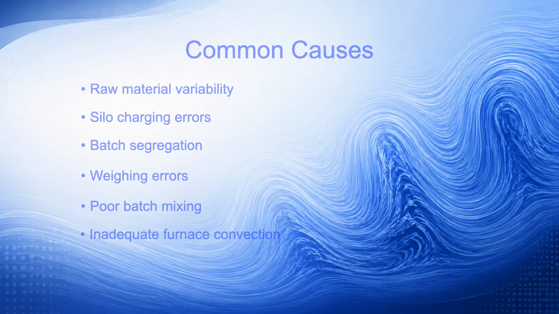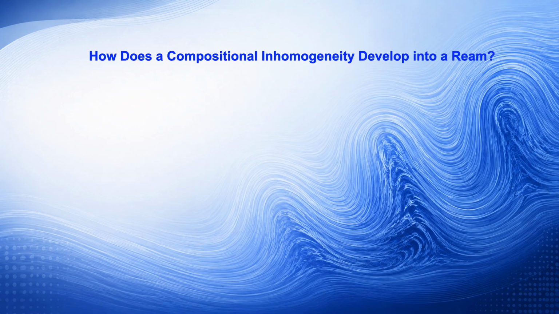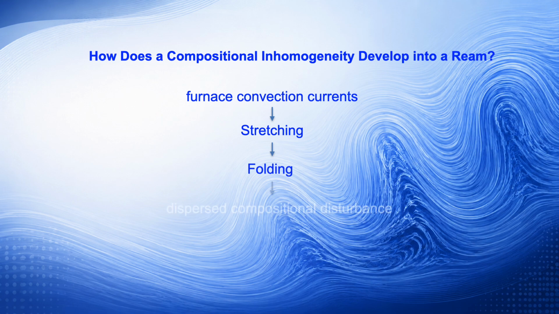How does compositional inhomogeneity develop into a ream? During melting, furnace convection currents continuously stretch, fold, and disperse the original compositional disturbance. As the affected volume grows and the inhomogeneity spreads throughout the melt, the disturbance develops into a ream.